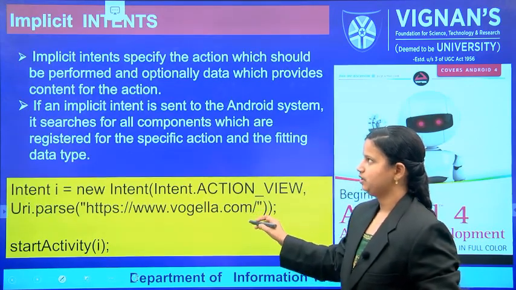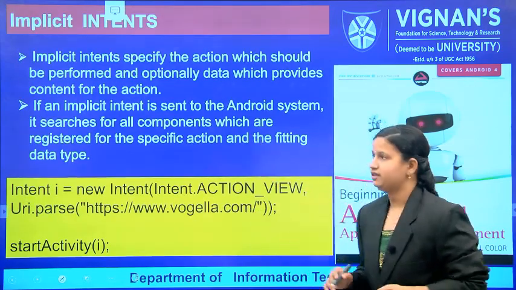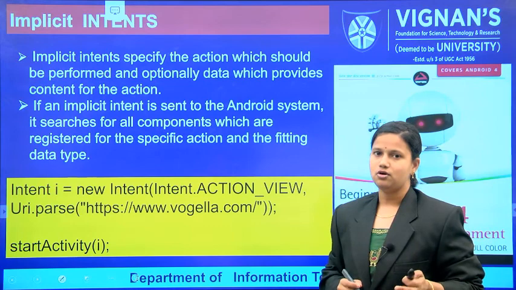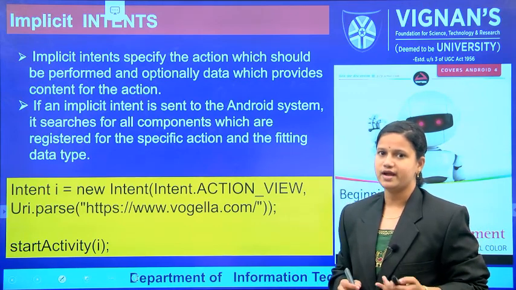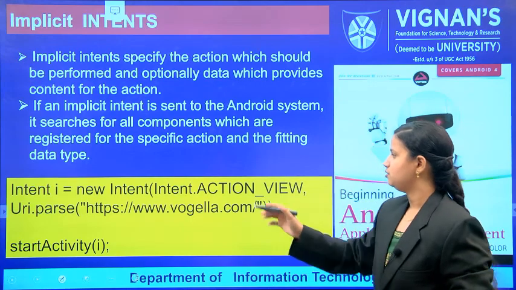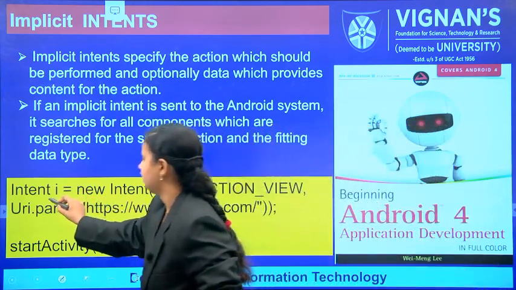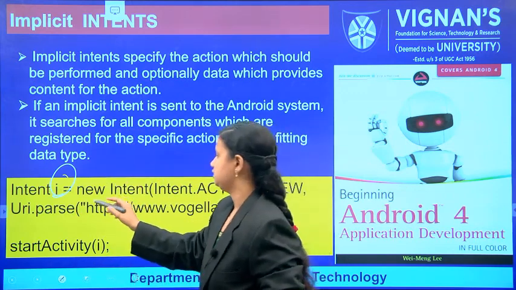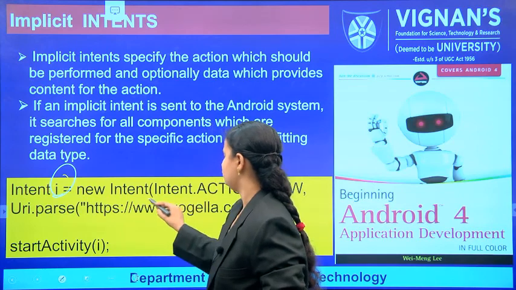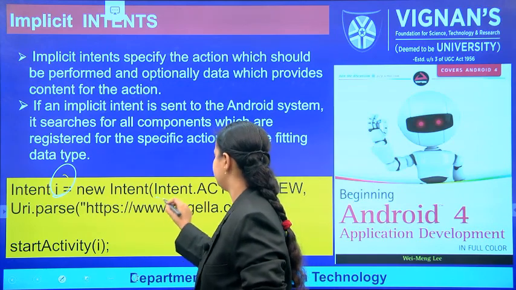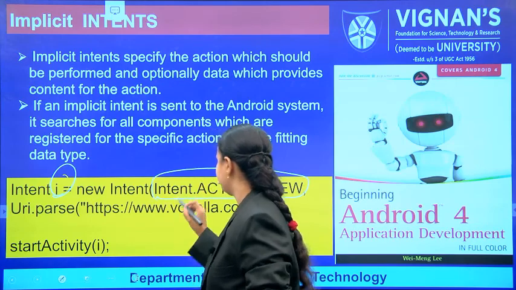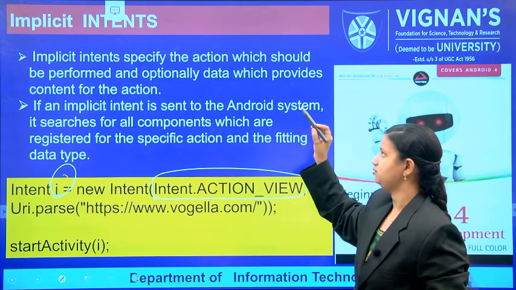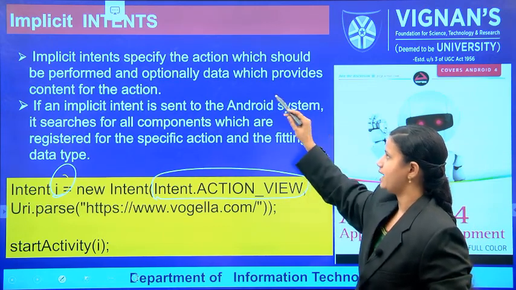When you are observing the implicit intents, the implicit intents are nothing but specifying the action which should be performed. So, in the implicit intents, we have to specify the action. What is the action we have to perform? Here, an intent instance is to be created. New Intent takes different parameters. The first parameter is Intent.ACTION_VIEW, that means as the first point, we have to specify the action that should be performed.